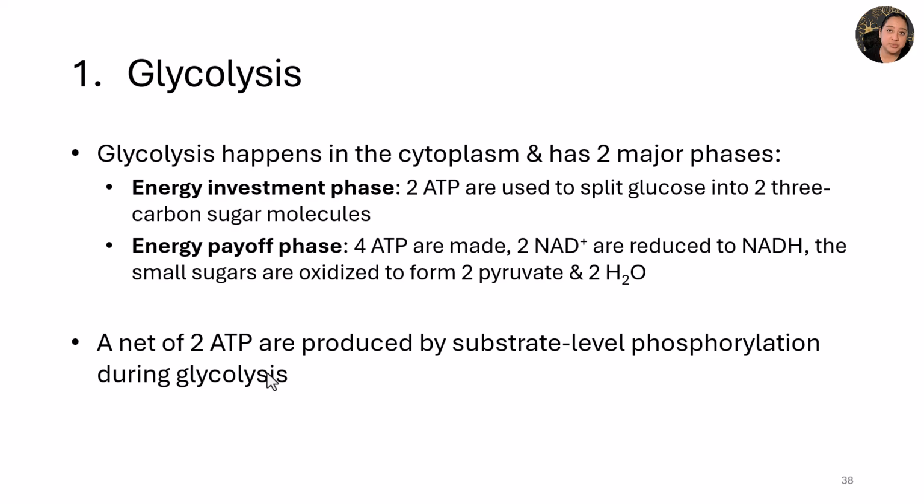2 molecules of NAD+ are reduced to NADH. And the small sugars are oxidized to form 2 molecules of pyruvate and 2 molecules of water. So you invest 2 ATP, and then you make a total of 4 ATP, so that means a net of 2 ATP are produced. And this is made by substrate level phosphorylation, which means there's an enzyme that transfers a phosphate group from something onto ADP to make ATP.